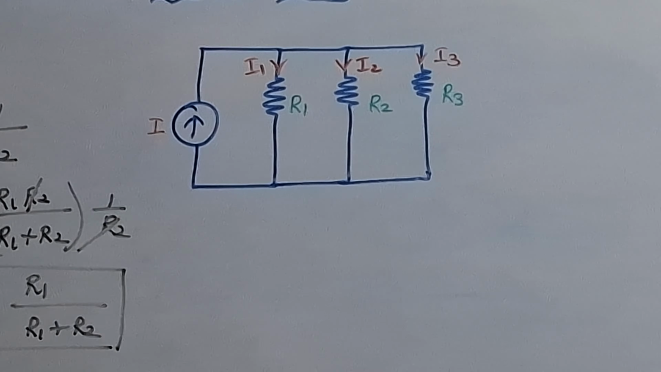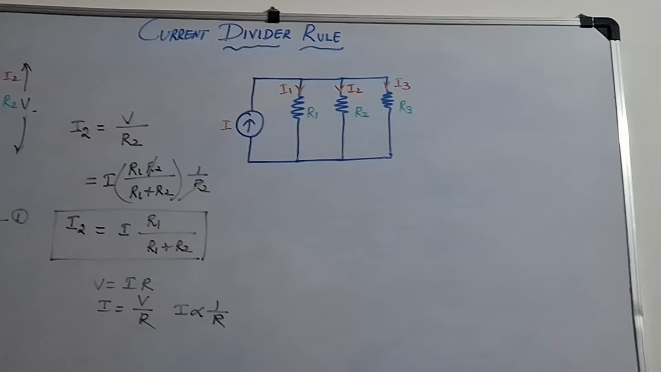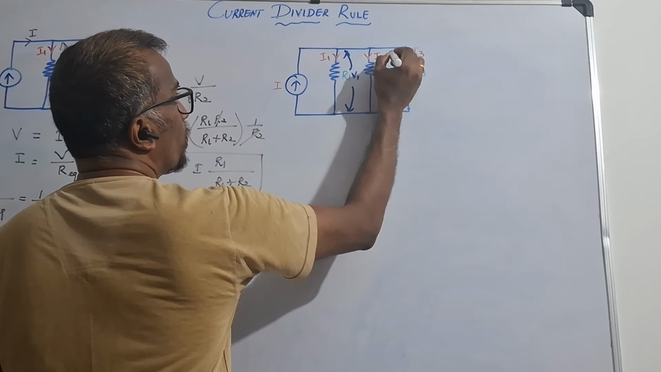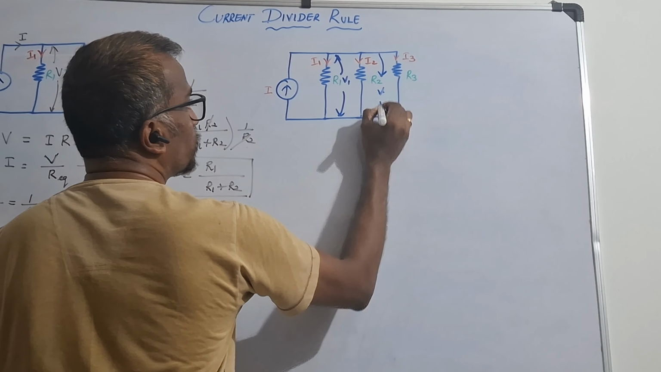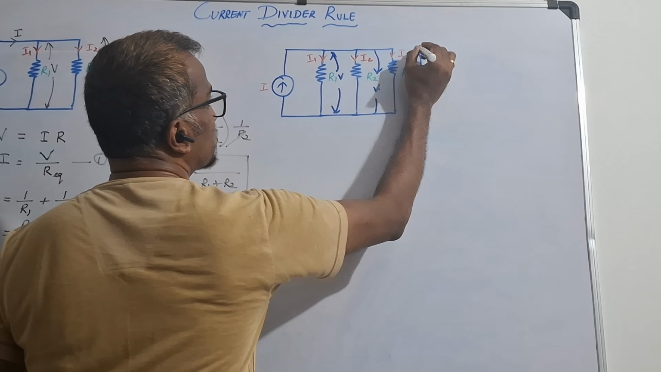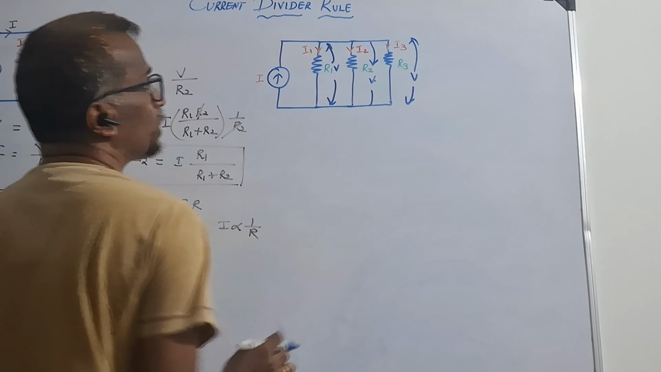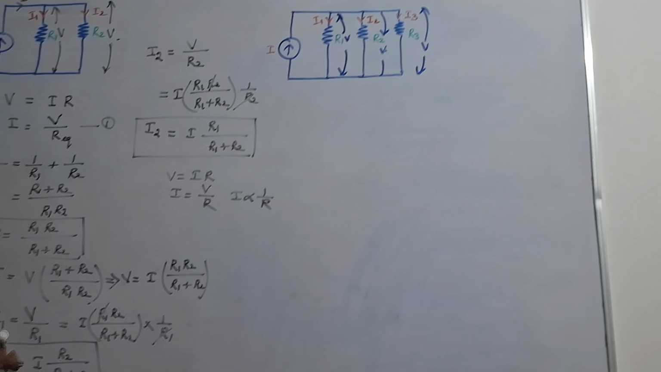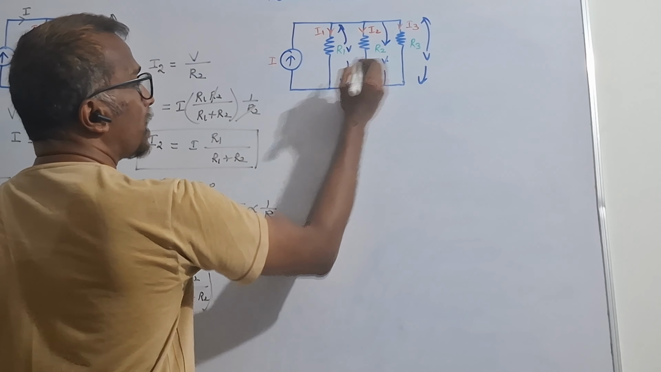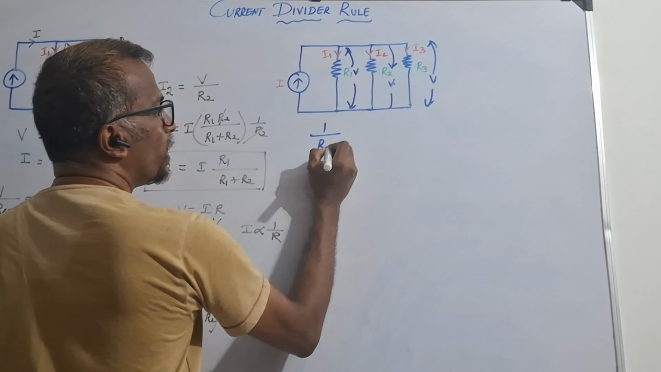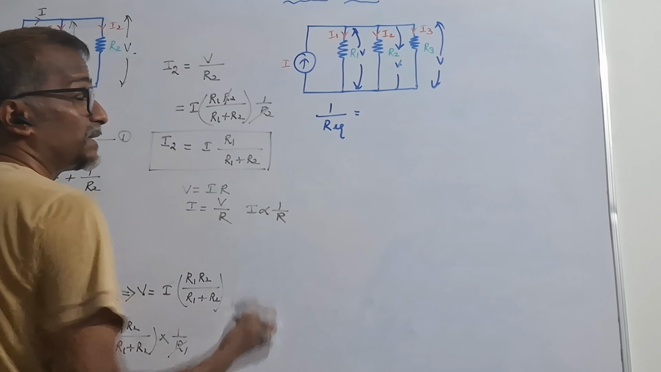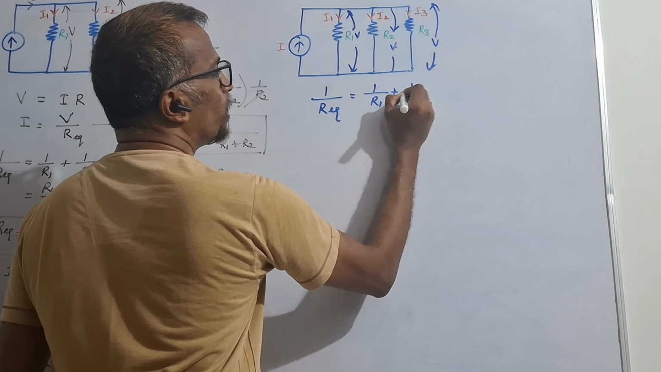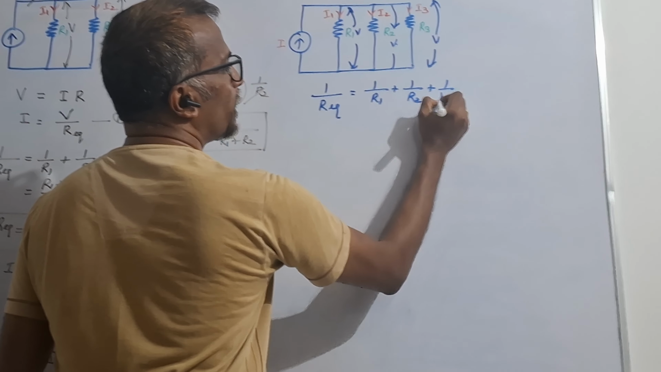When these three resistances are connected in parallel, we already know the voltage across resistance R1, voltage across resistance R2 and voltage across resistance R3 are all the same. So in the same way, we have to find out R equivalent first. What is R equivalent? 1 by R equivalent. All three resistances are in parallel, therefore we can write 1 by R1 plus 1 by R2 plus 1 by R3.